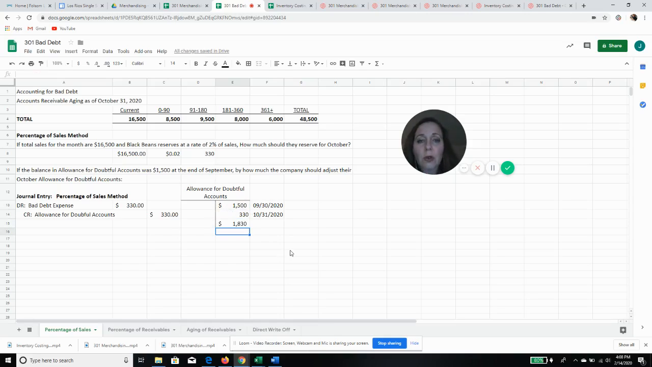So if our total accounts receivable, you can see up here, is $48,500, so let's just put this in here: $48,500, and our allowance for doubtful accounts is a credit balance, so we'll do a minus 1,830, and we can look at them and say we expect to collect $46,670 of that $48,500. Okay, that is the percentage of sales method.